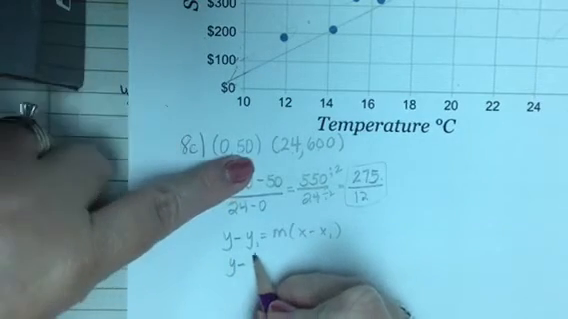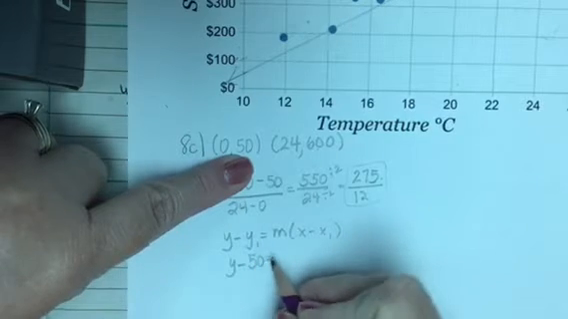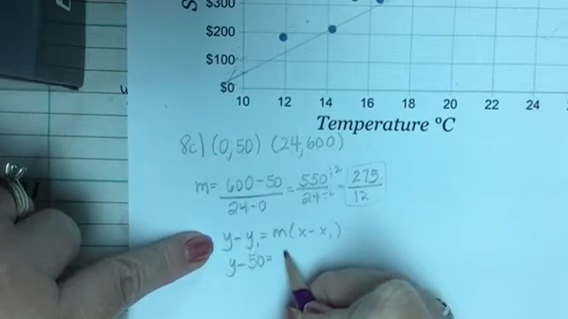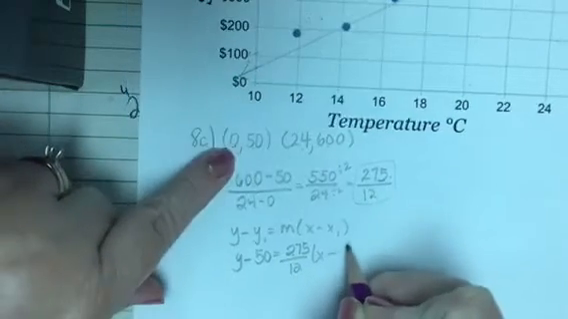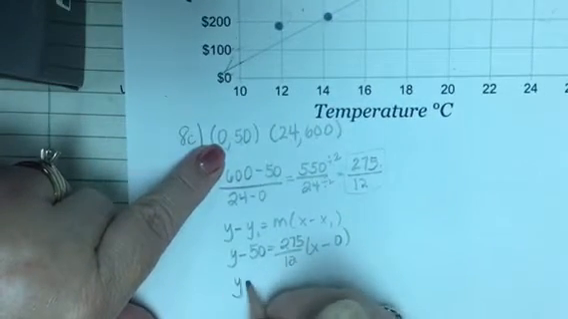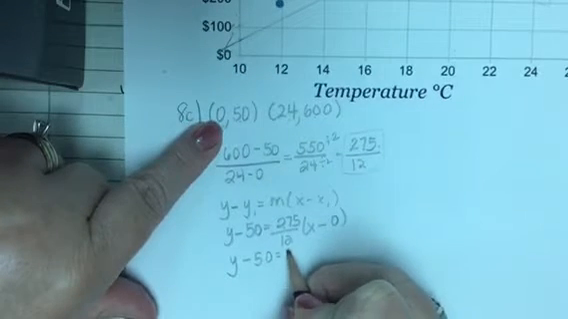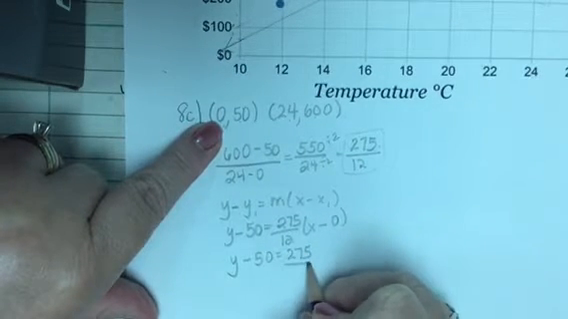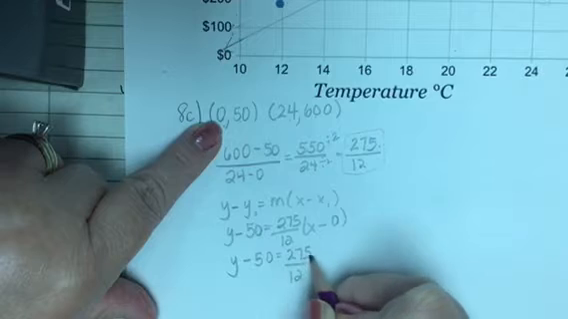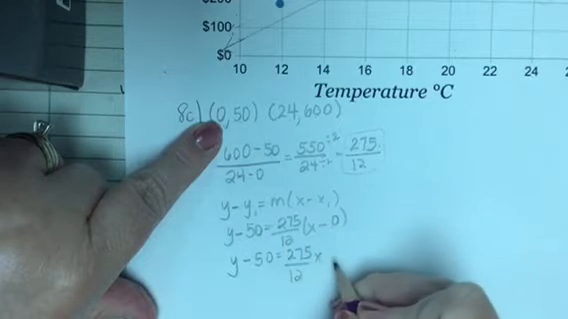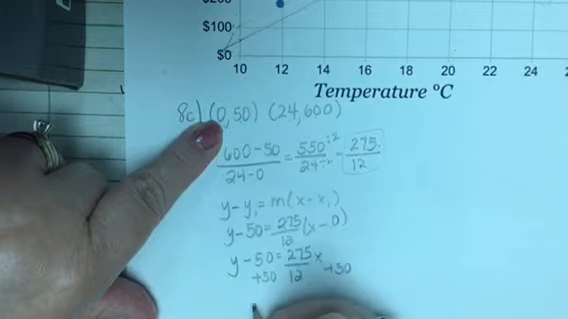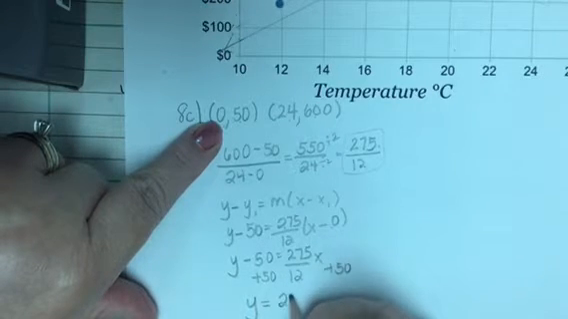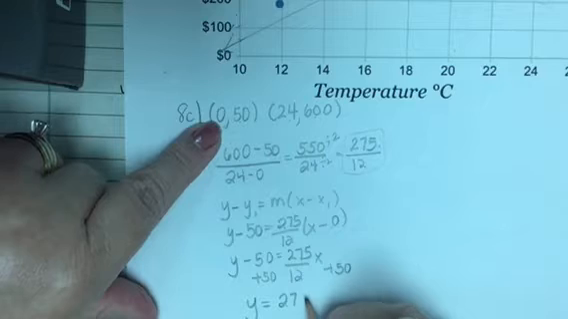Okay, so let me fill in what I have. y minus y1 equals m times x minus x1. Distribute. This times this is 0, and then add 50. And so that's the work I expect to see. Now, what do you do for 8D?